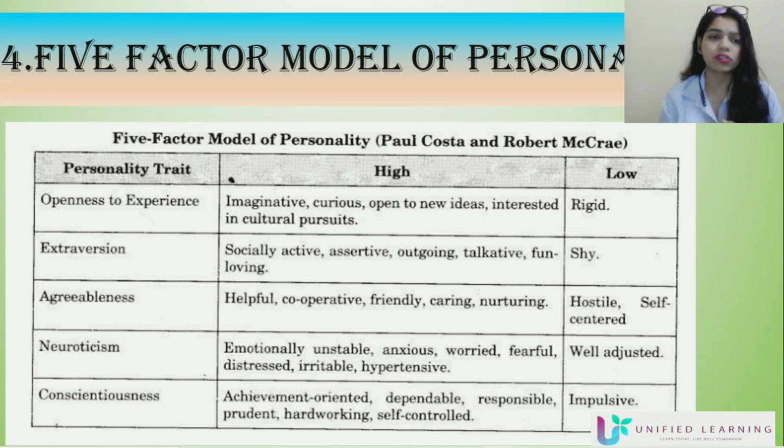Let's talk about neuroticism. Those who are high on neuroticism will show traits such as being emotionally unstable, anxious, worried, fearful, distressed as well, irritable, and hypertensive as well. Those who are low on this trait will be well adjusted. Let's talk about conscientiousness. Those who are high on conscientiousness will show traits such as being achievement oriented, dependable, responsible, prudent, hardworking, and showing self-control. But those who are low on this will show traits such as being impulsive.